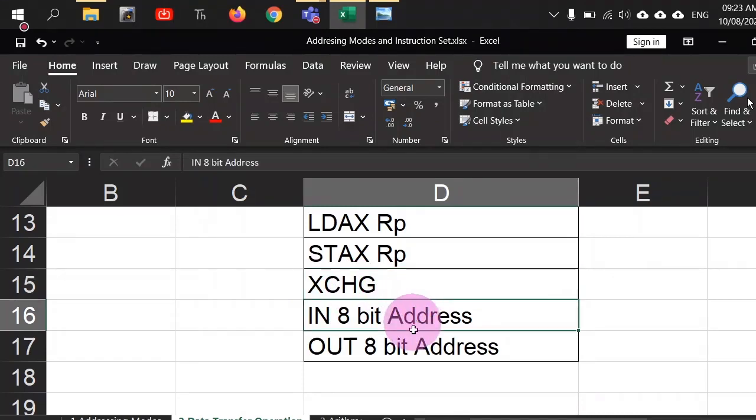And the IN and OUT commands we have already seen in the last class. What is it used for? What are the IN and OUT commands used for? Can somebody elaborate? On the last turn we have seen this command.